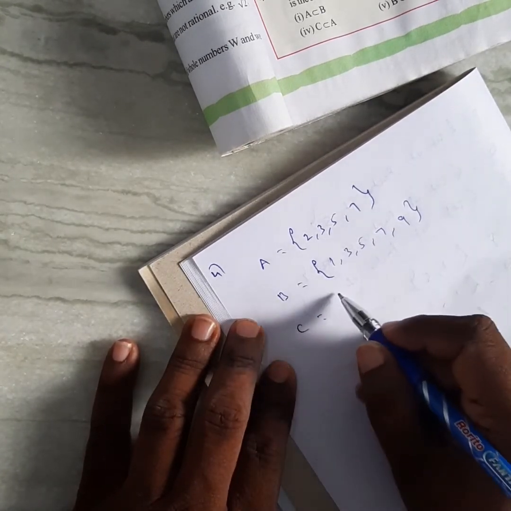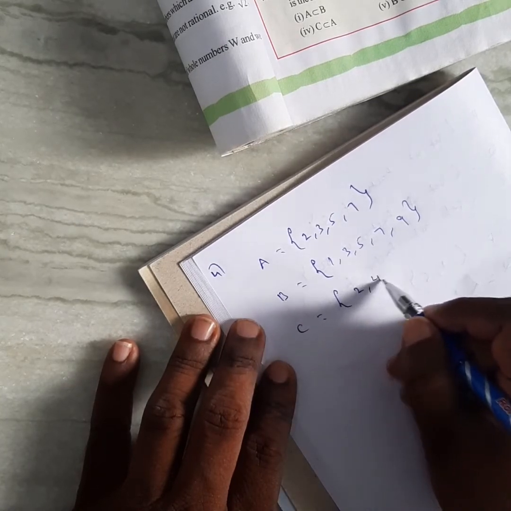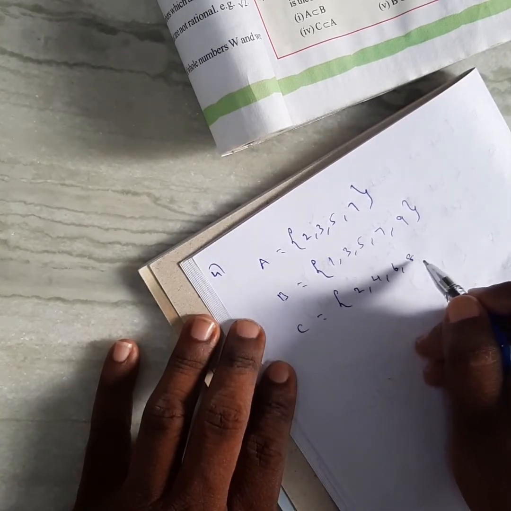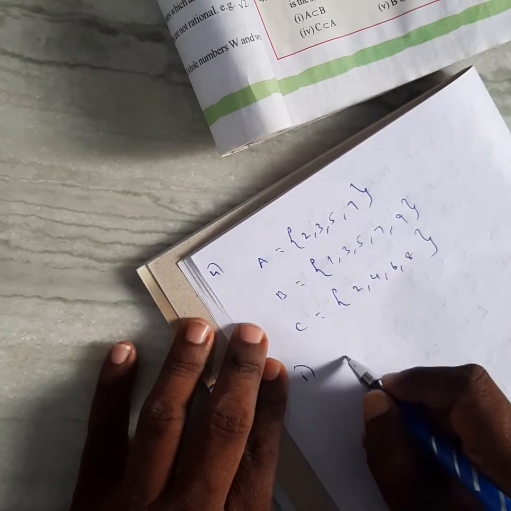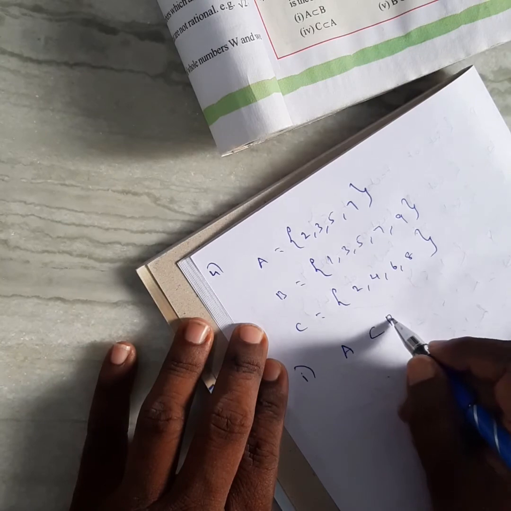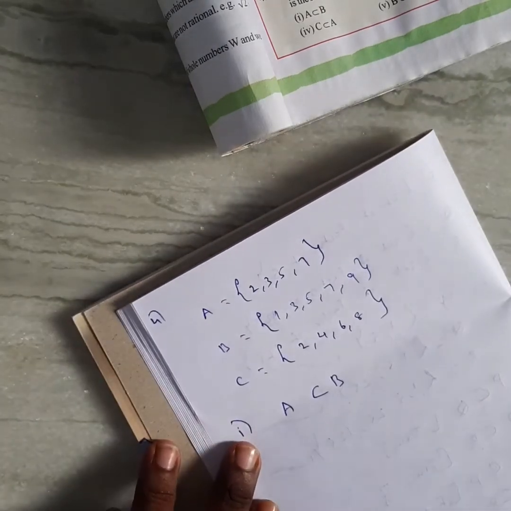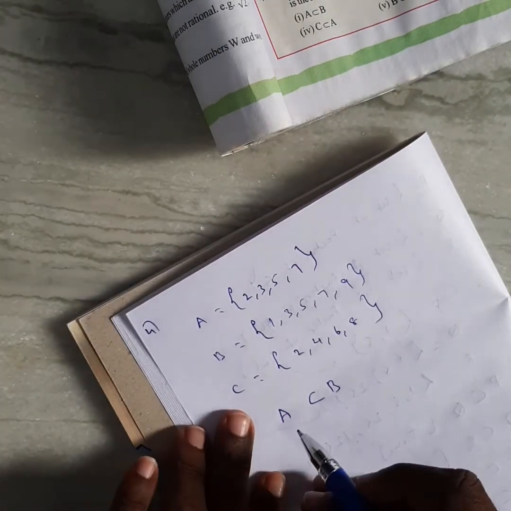Next, C is the set of even numbers less than 10: 2, 4, 6, 8. That's all less than 10. First condition, A subset B. What is the meaning of A subset B?